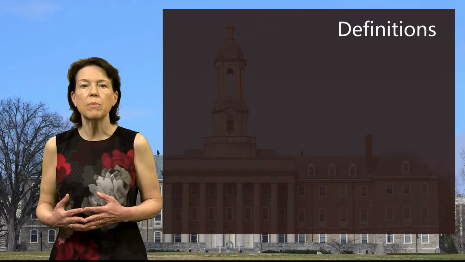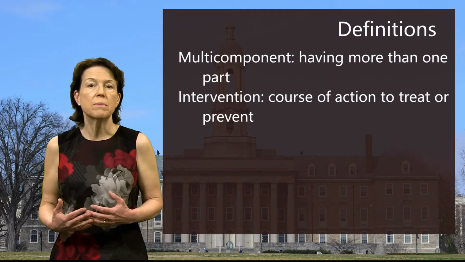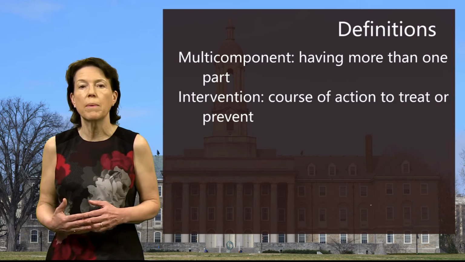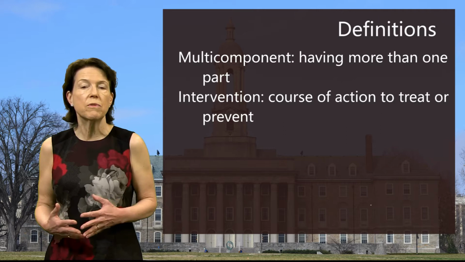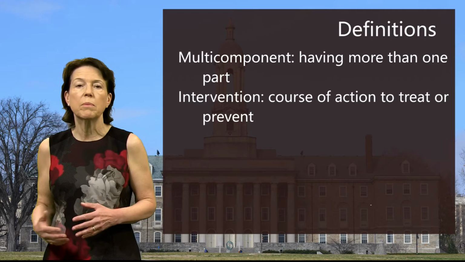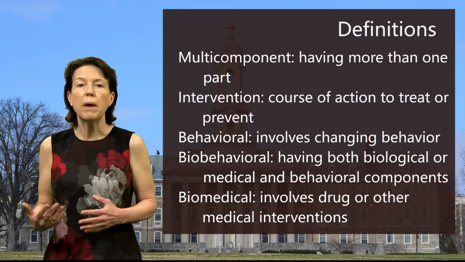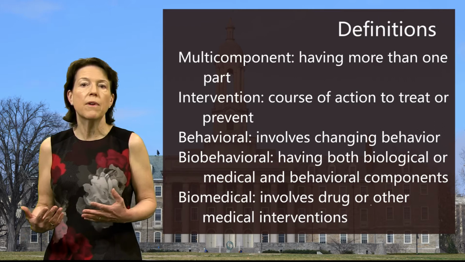A behavioral intervention is made up exclusively of behavioral components, for example, a school-based drug abuse prevention program. A biobehavioral intervention is made up of a combination of behavioral and biological or medical components. A great example of biobehavioral interventions is smoking cessation interventions, which typically use a combination of counseling and some kind of medication such as nicotine replacement therapy. A biomedical intervention is made up exclusively of biological or medical strategies. For example, treatment of post-surgical pain might involve medication and physical therapy.